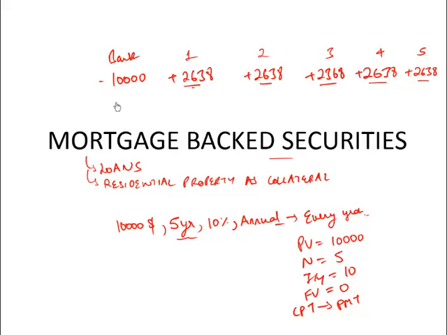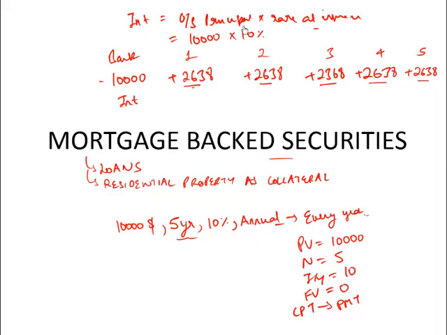Now please note that the interest payment in every year is simply equal to the outstanding principal multiplied by the rate of interest at issuance. For the first year, the outstanding principal is $10,000 and the rate at issuance is 10%. So the interest paid is equal to $1,000. The remaining amount of this $2,638 payment will go on to repay the principal. So the principal repaid at the end of the first year will be $2,638 minus $1,000, that is $1,638.